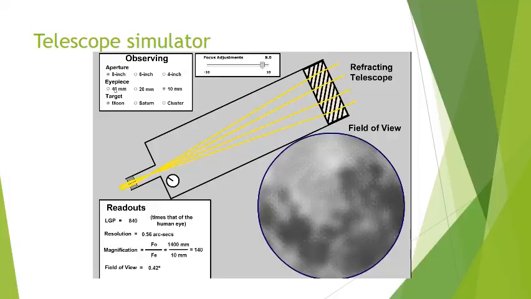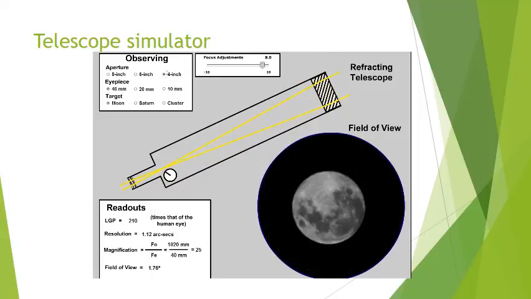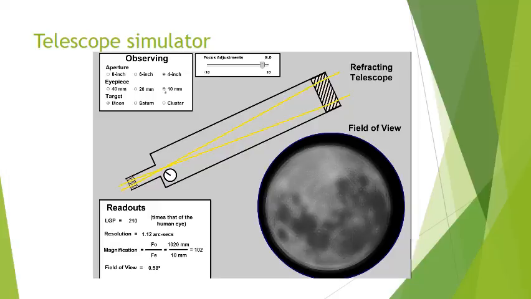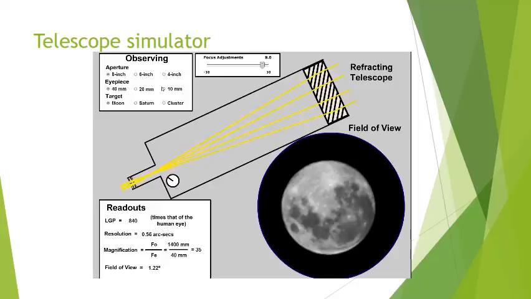Let's say we have my 4-inch telescope. Using the large eyepiece, I get a pretty nice image. When I switch to a 10, the image kind of looks crappy. And that's because I'm amplifying both the signal and the noise here. But again, this just gives you an idea as to the different powers of telescopes.